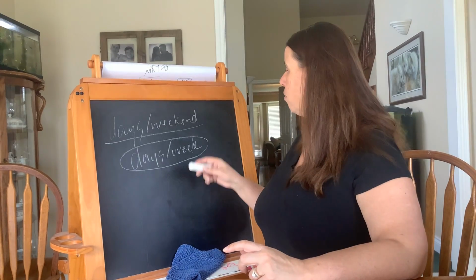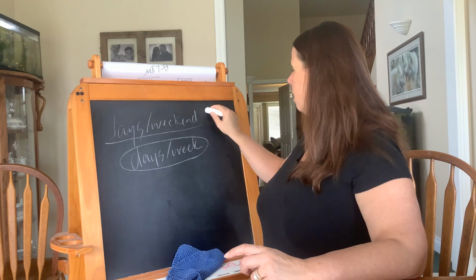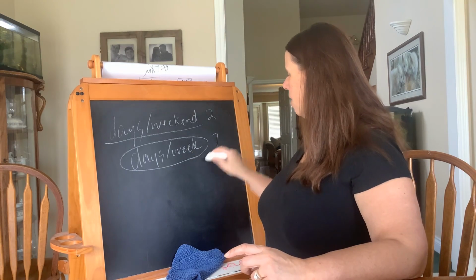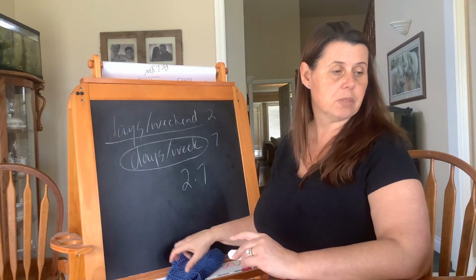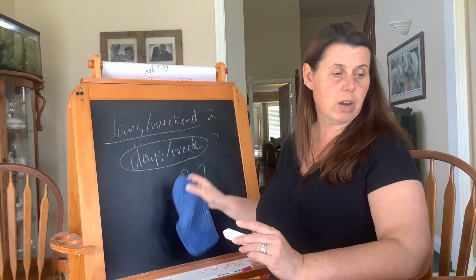And then it asks you for the ratio. Well, the days in the weekend, there's only 2, and the days in the week, there's 7. So the ratio is 2 to 7. Okay? Go do the rest of it.